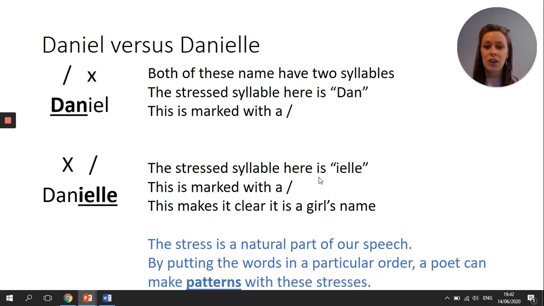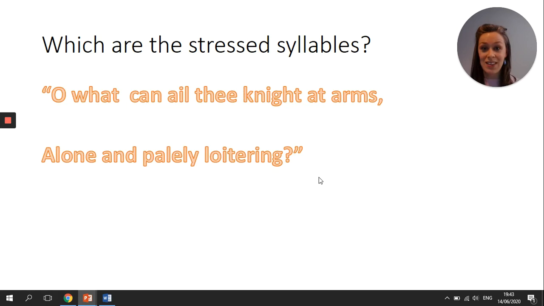So stress is a natural part of our speech. By putting the words in a particular order, a poem can make patterns of these stresses. And that's basically what meter is in poetry, and rhythm. So let's have a look at a little example. Oh, what can ail the knight at arms, alone and palely loitering?